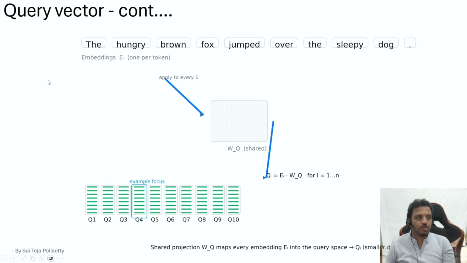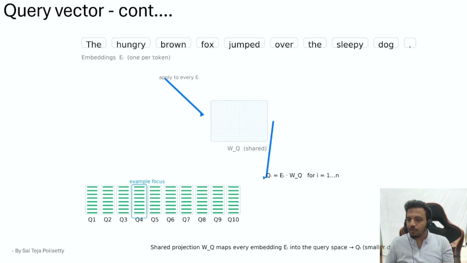Okay, so here, if you see, when I do a multiplication with each embedding, this weightage Q I'll apply to each of the embedding, and I'll get query 1, query 2, I mean query vector 1, query vector 2, query vector 3, query vector 4, like that. Okay, so that's what we are going to get here.